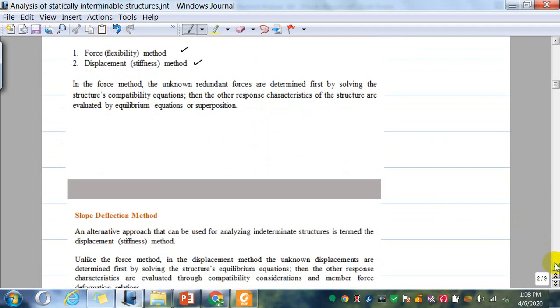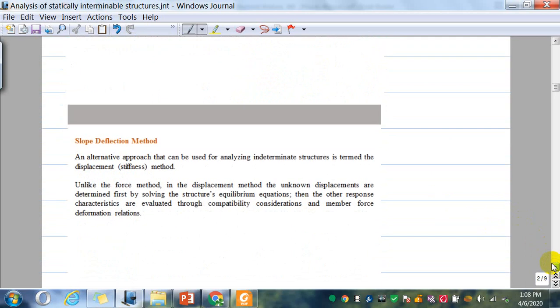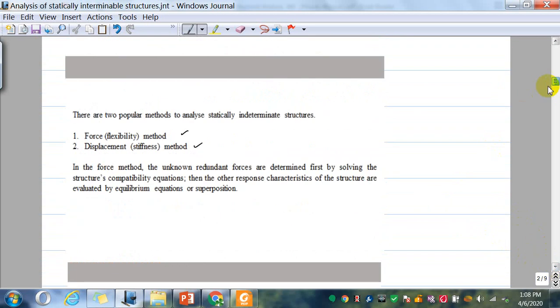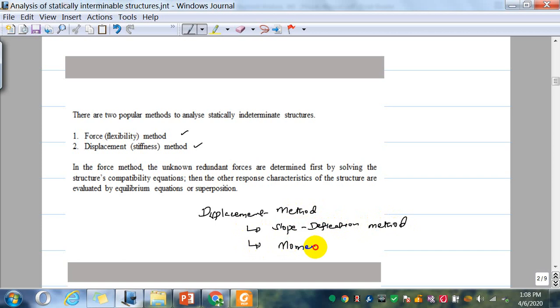But what we are going to look at is the displacement method. There are two displacement methods. One is the slope deflection method, and the second one is the moment distribution method. We will discuss these two methods as part of this analysis of statically indeterminate beams.